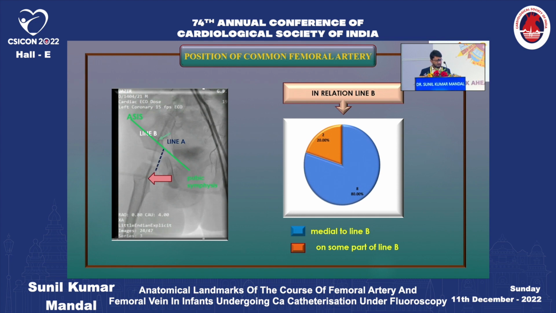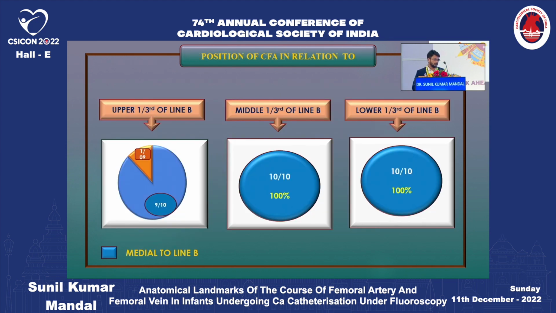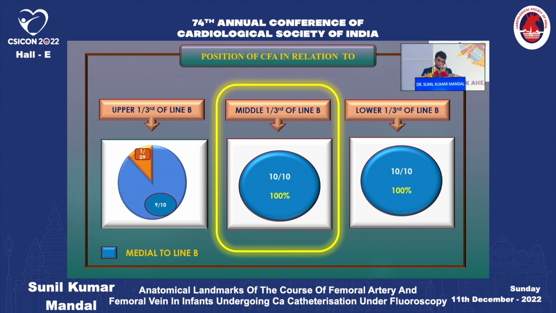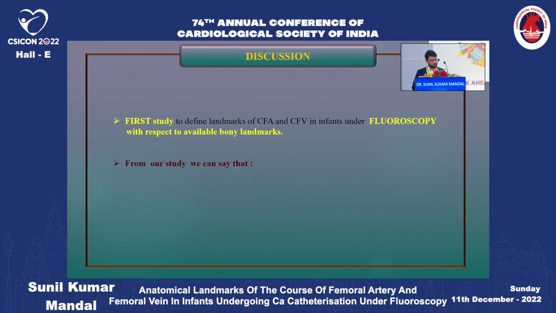Now coming to the common femoral artery in relation to line B, it was medial to line B in 80% of the subjects, and in 20% it lay on line B. In relation to the parallelogram, the common femoral artery lay within the parallelogram in all cases. So the middle third of line B is where we consider the puncture site, keeping in mind that a lower puncture site can give multiple complications. In relation to the mid-inguinal point, all were medial to it.